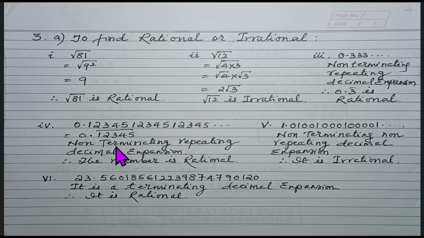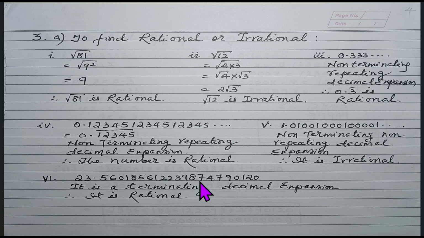Again it represents a rational number. Now if you take the fifth example, 1.01001, it continues like that, unending. You find it is a non-terminating, non-recurring decimal expansion, and therefore it represents an irrational number.